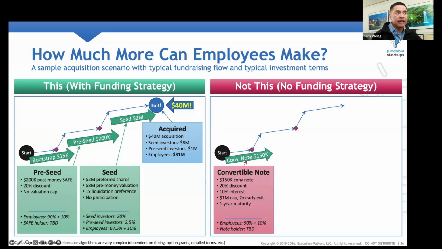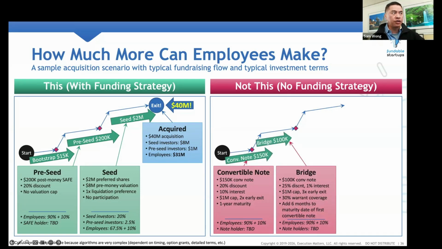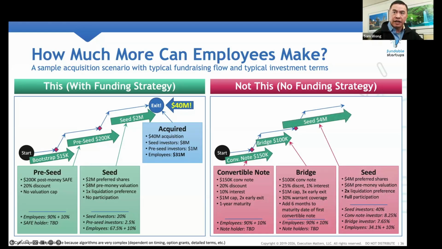Contrast that with a company that does not build a funding strategy. So they raise too much money in their first round in a convertible note. That convertible note does not get them to the second inflection point, which means they have to raise a bridge round to cover the expenses until they can actually raise the next round. The seed round ended up being more than they actually needed, so they over diluted themselves. This company has the exact same growth path, but the fundraising is all messed up.